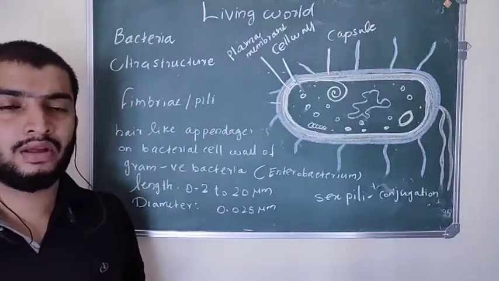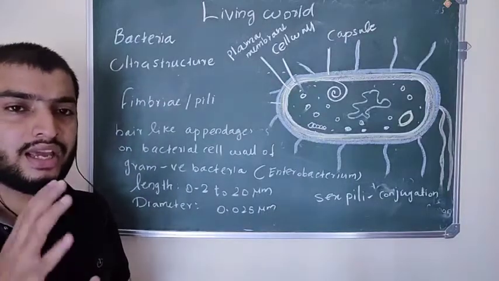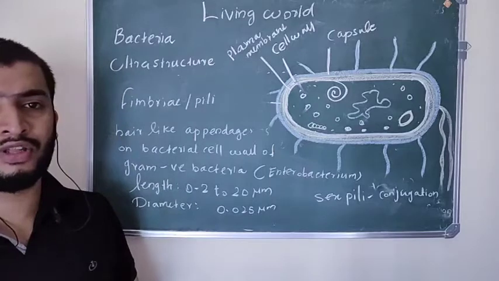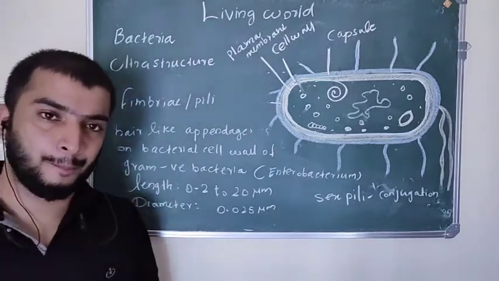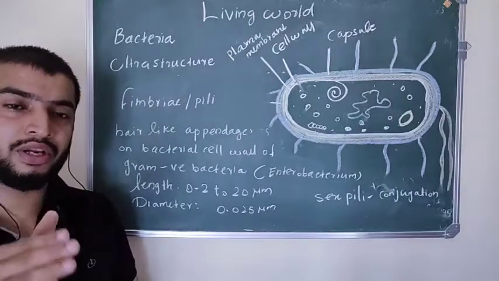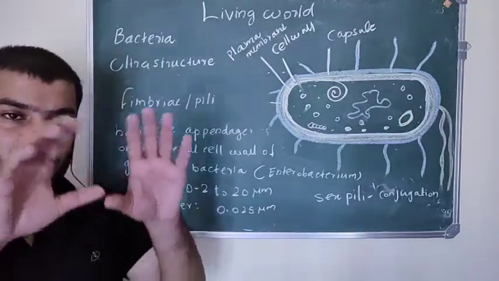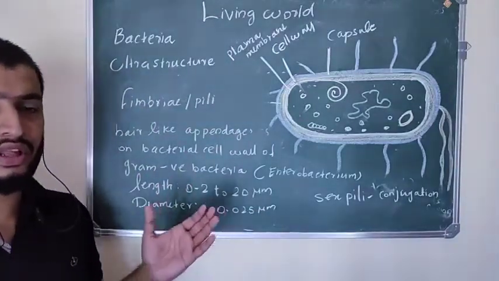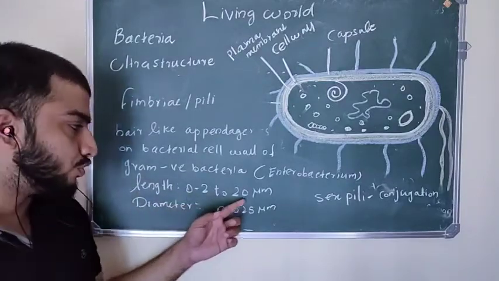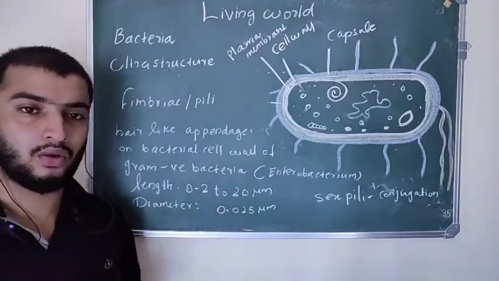Fimbriae or pili. What are they? Like flagella, these are hair-like appendages present on the surface of the cell wall of gram-negative bacteria. For example, in a gram-negative bacterium like enterobacterium, hair-like appendages are present on the cell wall. That is called fimbriae. The length is around 0.2 to 20 micrometer, and the diameter is about 0.025 micrometer.